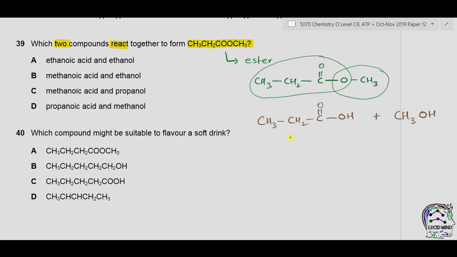As this is a 3 carbon carboxylic acid, 3 carbon is named as propanoic acid, while we have a 1 carbon alcohol which is methanol. So therefore propanoic acid and methanol will react together to form this ester, which is methyl propanoate. The answer is therefore D.